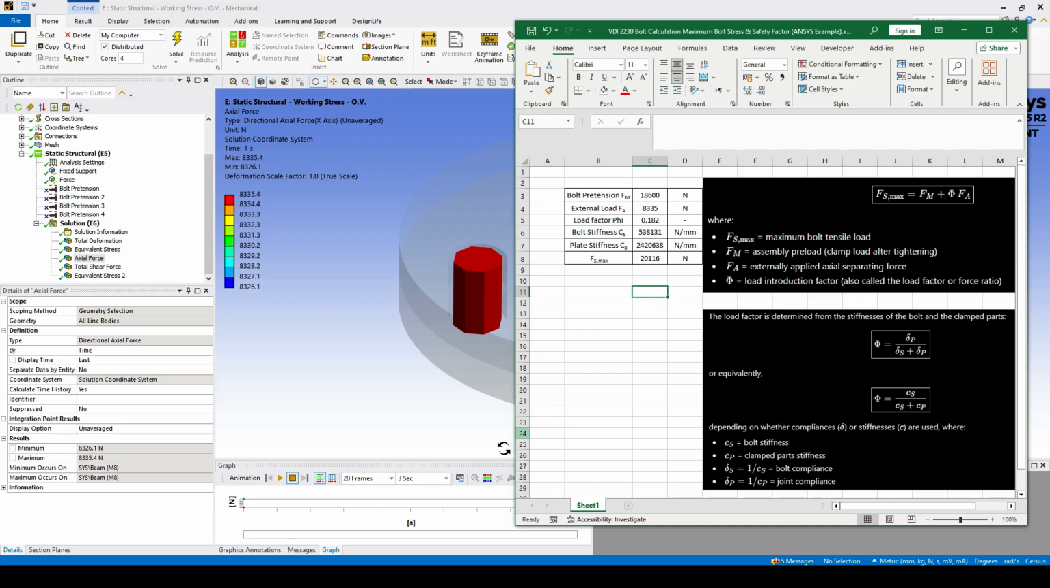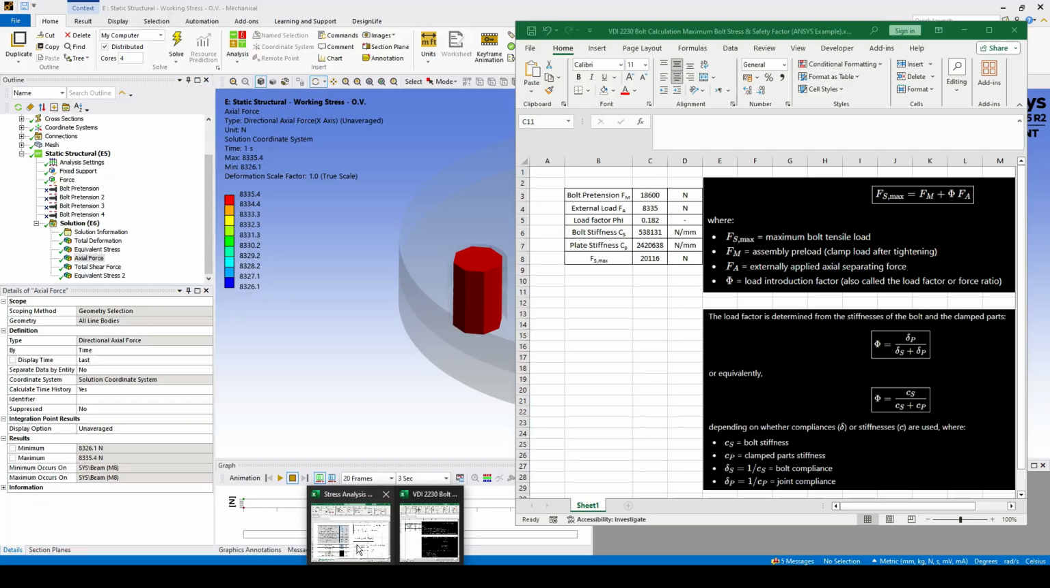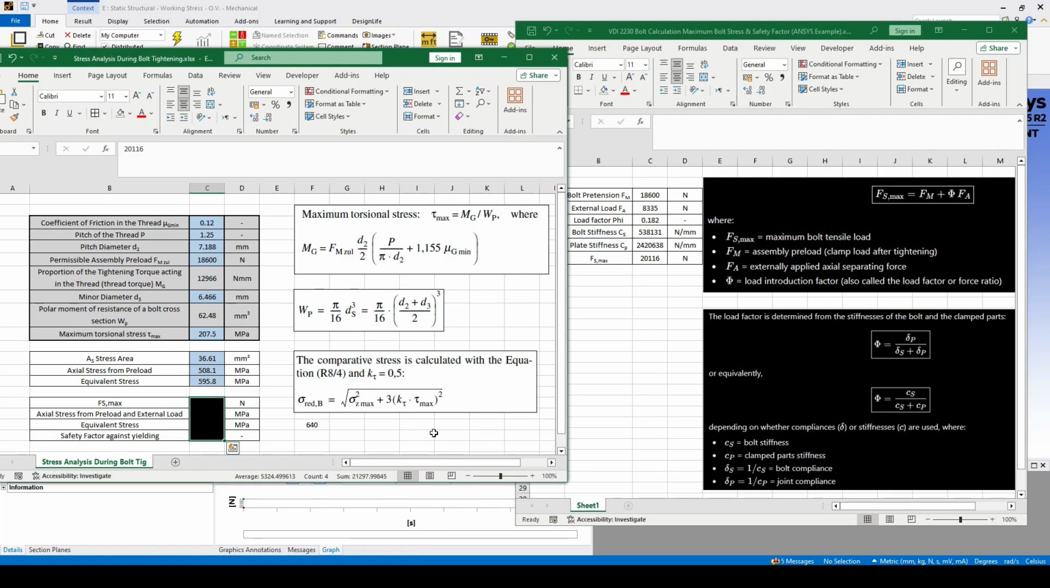So I'm going to go back to the previous table that we used to calculate the torsional stress. If you didn't see that, you can look at the previous video. Our goal in the previous video was to calculate the stresses on the bolt taking into consideration the torsional stress due to tightening.